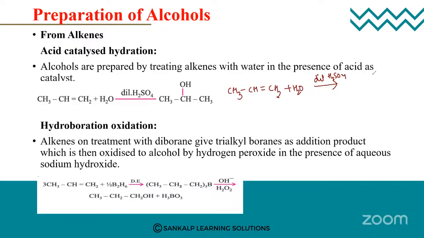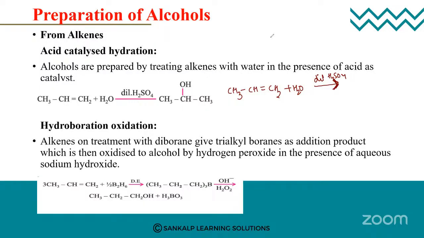So whenever we have an unsymmetrical alkene, what are we going to do? We are going to follow the Markovnikov rule, right? We have used the Markovnikov rule for how the addition of the hydrogen halide takes place. It is going to take place according to Markovnikov rule. So what is Markovnikov rule?